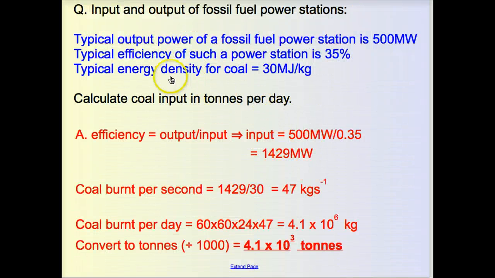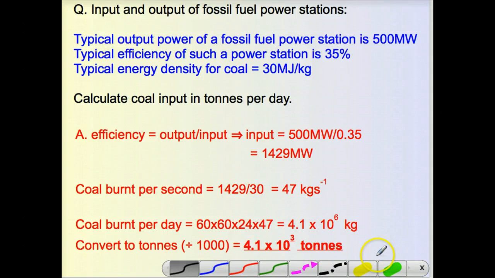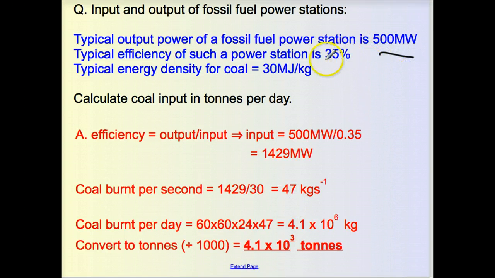Let's take a look at a quick question. Input and output of fossil fuel power stations. A typical output of a fossil fuel power station is around about 500 megawatts. We've got this as the power output. Efficiency of a coal-fired power station is about 35%. Energy density of coal is 30 megajoules per kilogram.